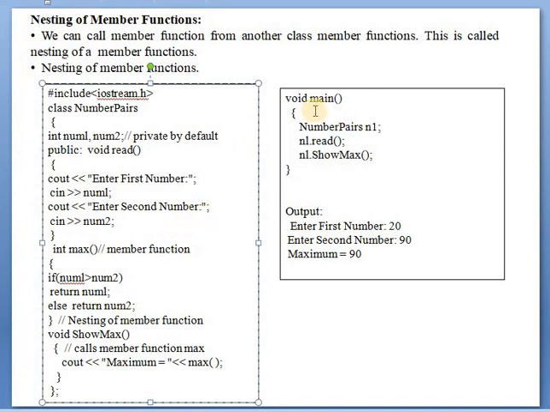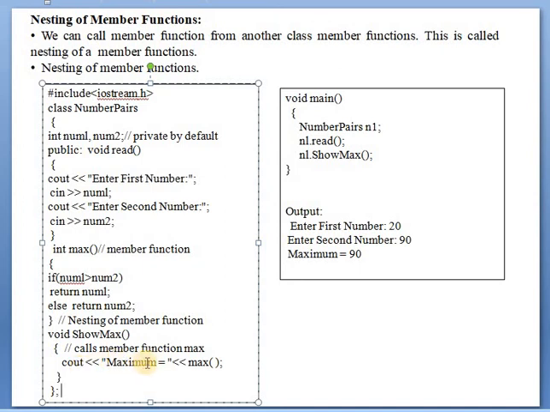Now see here, void main, number pairs is the class name, n1 is the object of the number pairs class. Now n1 dot read. What will happen when the read function is called? Our program flow goes here. Now the user enters number 1 and number 2. Okay, the user enters 2 numbers and it comes back here again. Now n1 dot show max, now the program flow goes here, that is void show max.